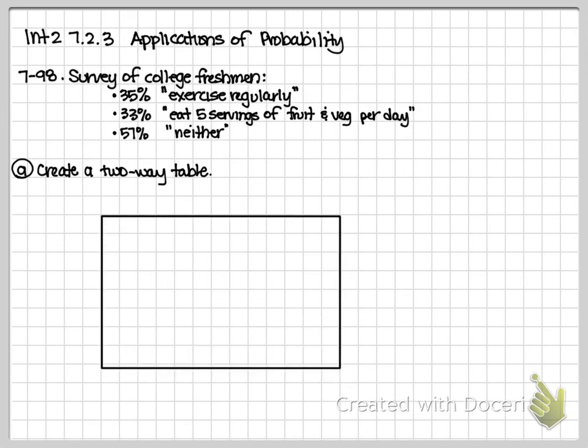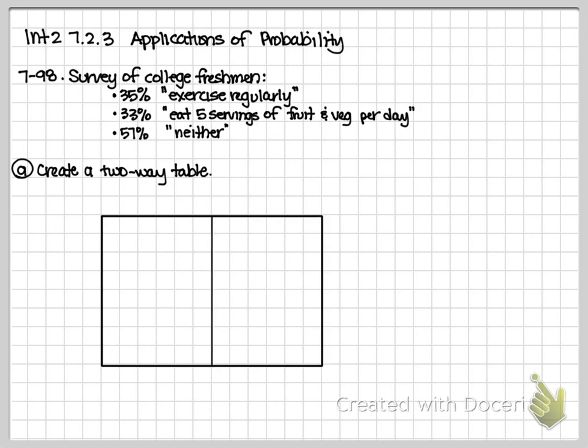I'm going to make it fairly large because I've got to fit a decent amount of words in here. So across the top, I'm going to put the exercise portion. So yes, they clicked the box that said exercise, or no, they didn't. So no exercise. And I'm not saying that they don't exercise at all. I'm just saying they did not check the box that said they exercise regularly. So exercise regularly, don't exercise regularly.